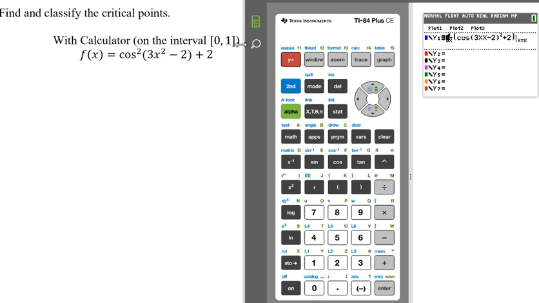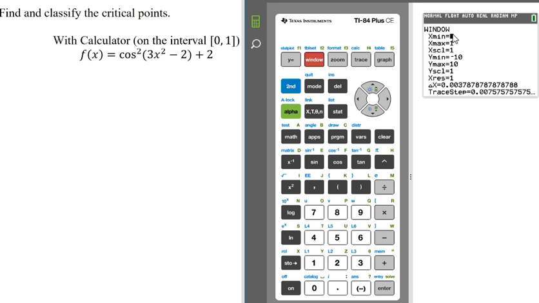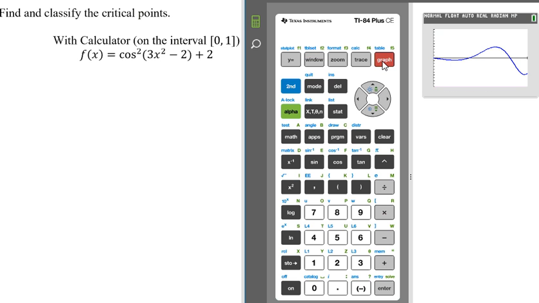Okay, so it says we're interested only in the interval from 0 to 1. So I'm going to go over here to window and make sure that my x window runs from 0 to 1. Now I'm going to graph the thing. And I see that here it starts out at 0. Is it really a critical point if it's not on the interior of the interval? I don't know, that's kind of an existential question. Here, though, we definitely have 2 critical points.